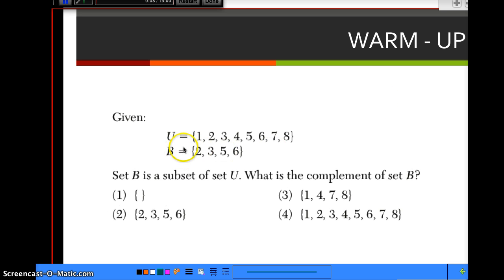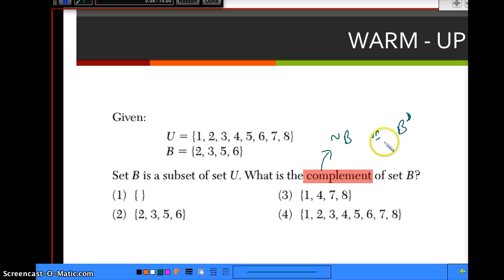It says given the universal set 1, 2, 3, 4, 5, 6, 7, and 8, we have a subset 2, 3, 5, and 6 because they're all within here. It says set B is a subset of set U, which is universal. What is the complement? They're using the word complement. They could have used the symbol of complement of B. That would have been either not B, or the other symbol would be B with the little asterisk up here.